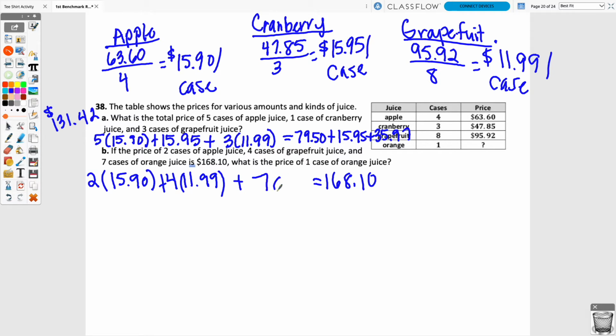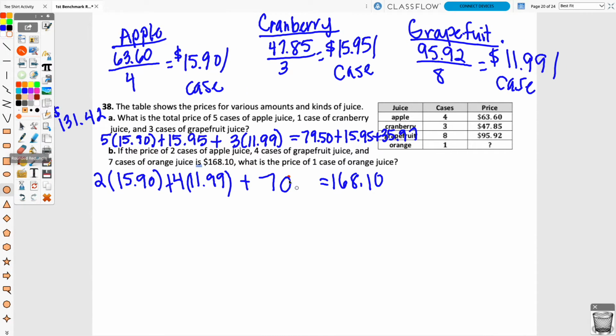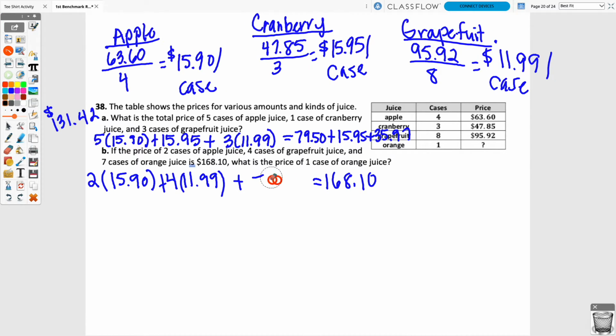Seven O. Or 7X, whatever variable you want to use. I might use an X just so that I don't get confused and think that's a 70. That sounds like something that I would do. Oh my gosh. People. So 7x.